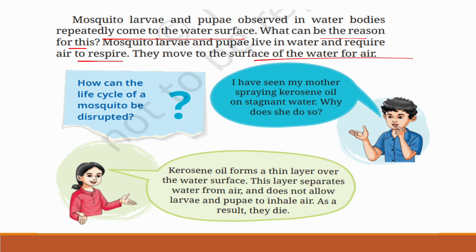I have seen my mother spraying kerosene oil on stagnant water. Why does she do so? What is the use of kerosene oil? Kerosene oil forms a thin layer over the water surface. This layer separates water from air and does not allow larvae and pupae to inhale air. As a result, they die.